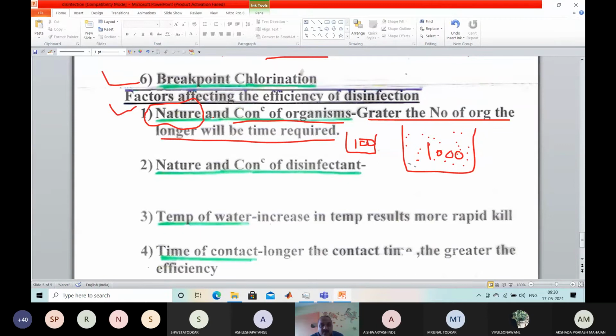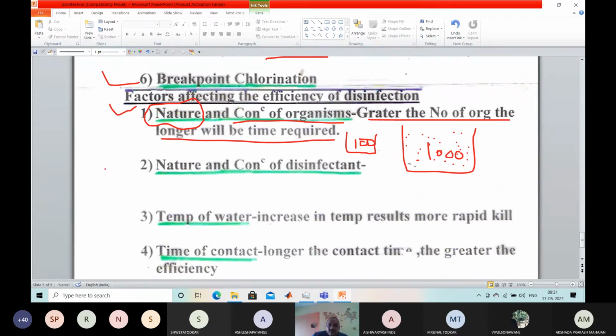Because nature means different types, like the cholera virus, the typhoid virus, the adenovirus, and a number of other viruses, jaundice. So every microorganism has its own resistivity. That is also a parameter you have to consider at the time of deciding the dose, or when finding out the efficiency of the disinfection process. That is the first parameter.